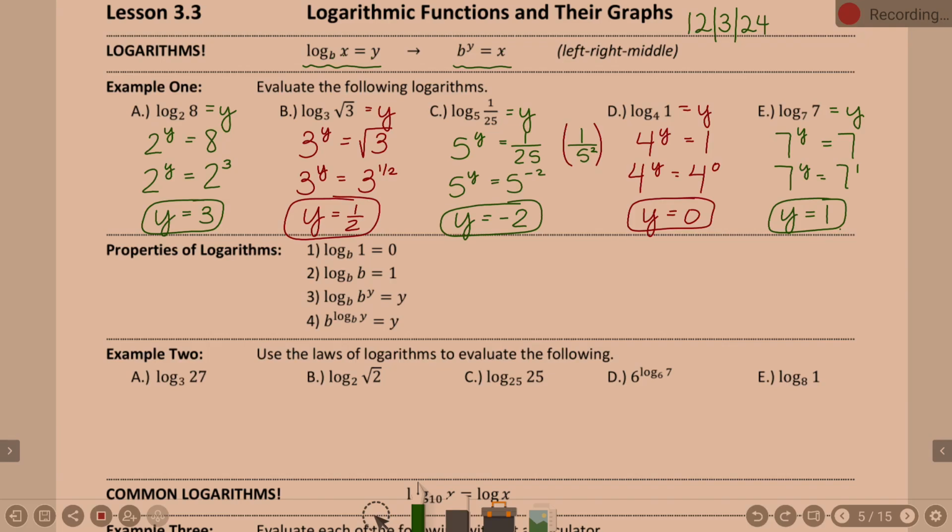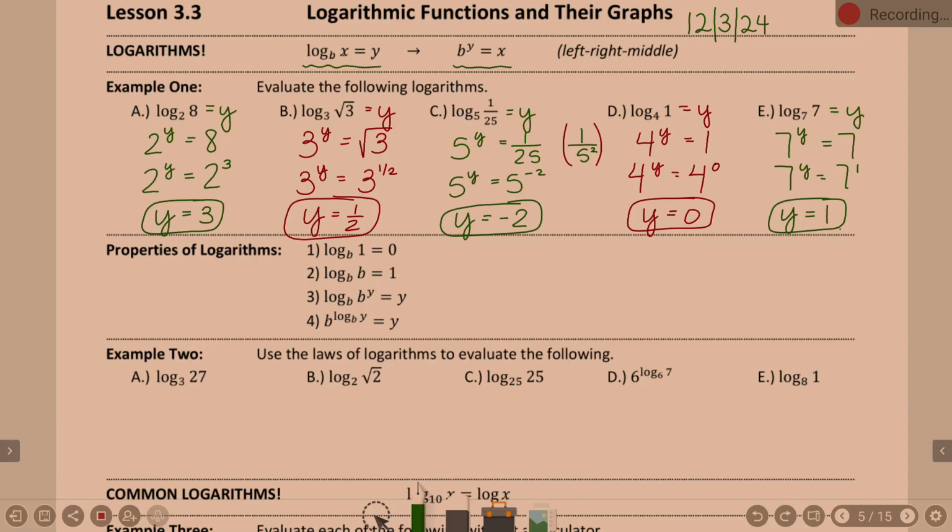Now, two other ones. 3. Log base b of b to the y is equal to y. So this is saying if the base of your log and the base of the inside are the same, it's going to be equal to the power. For instance, that's the property we kind of used on A and B. We just didn't have the property at the time.